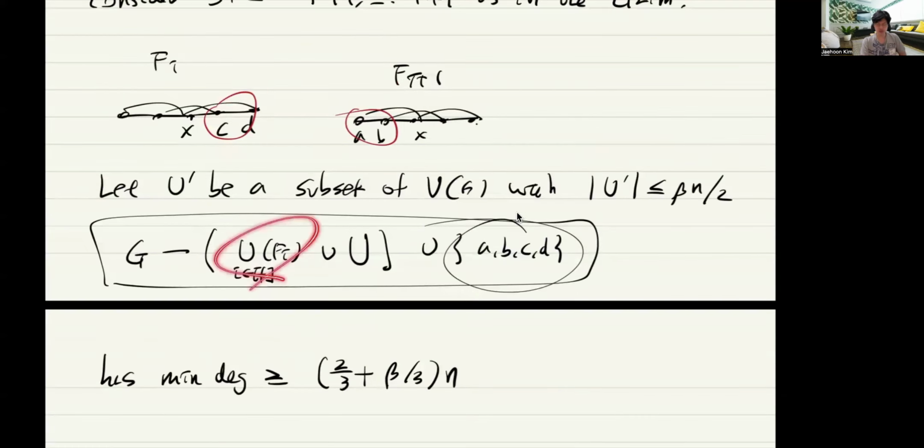Because how many have we deleted? It's much smaller than beta n. And this one is also smaller. So we have deleted less than 2 beta over 3 n vertices. So this has large minimum degree.